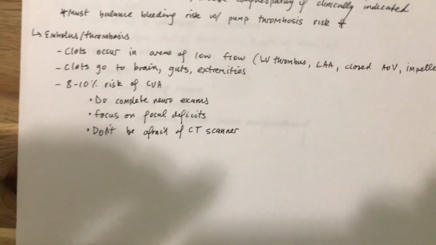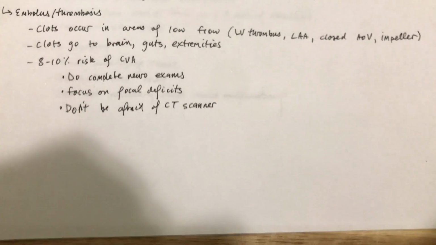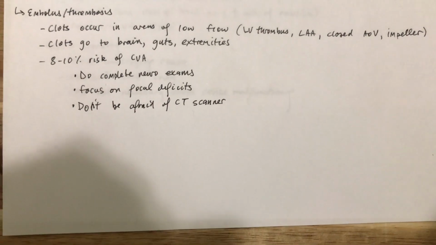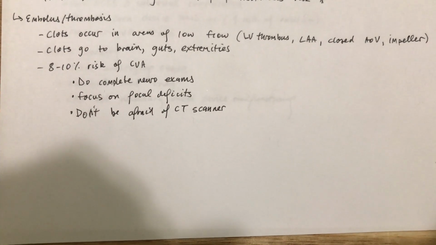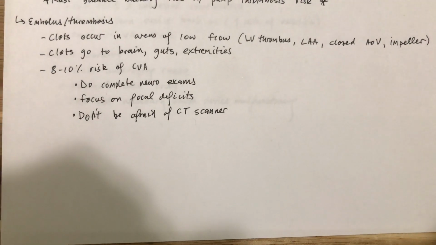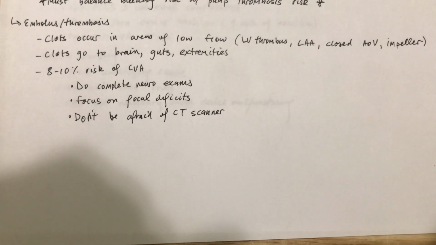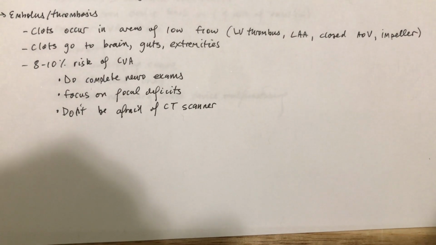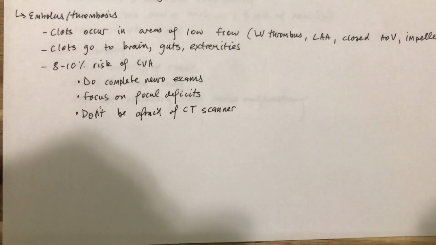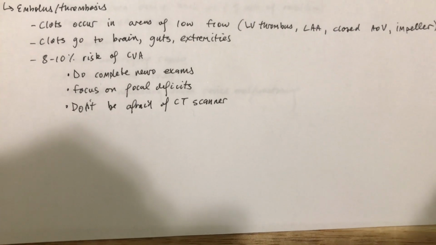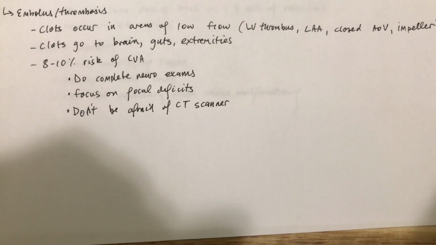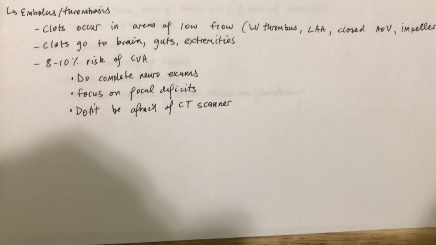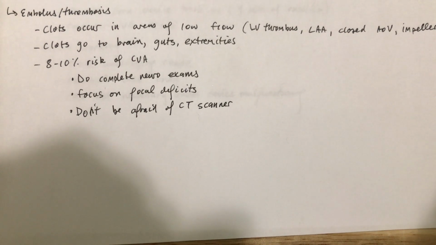And then next we'll keep going on to embolus and thrombosis. If you have one, it generally occurs in areas of low flow, and this is an LV thrombus, the left atrial appendage, a closed aortic valve with an aortic root thrombus, or the impeller itself. The clots will go to the brain, the guts, and the extremities, kind of like VA ECMO. You're going to see strokes, mesenteric ischemia, and then cold limbs.